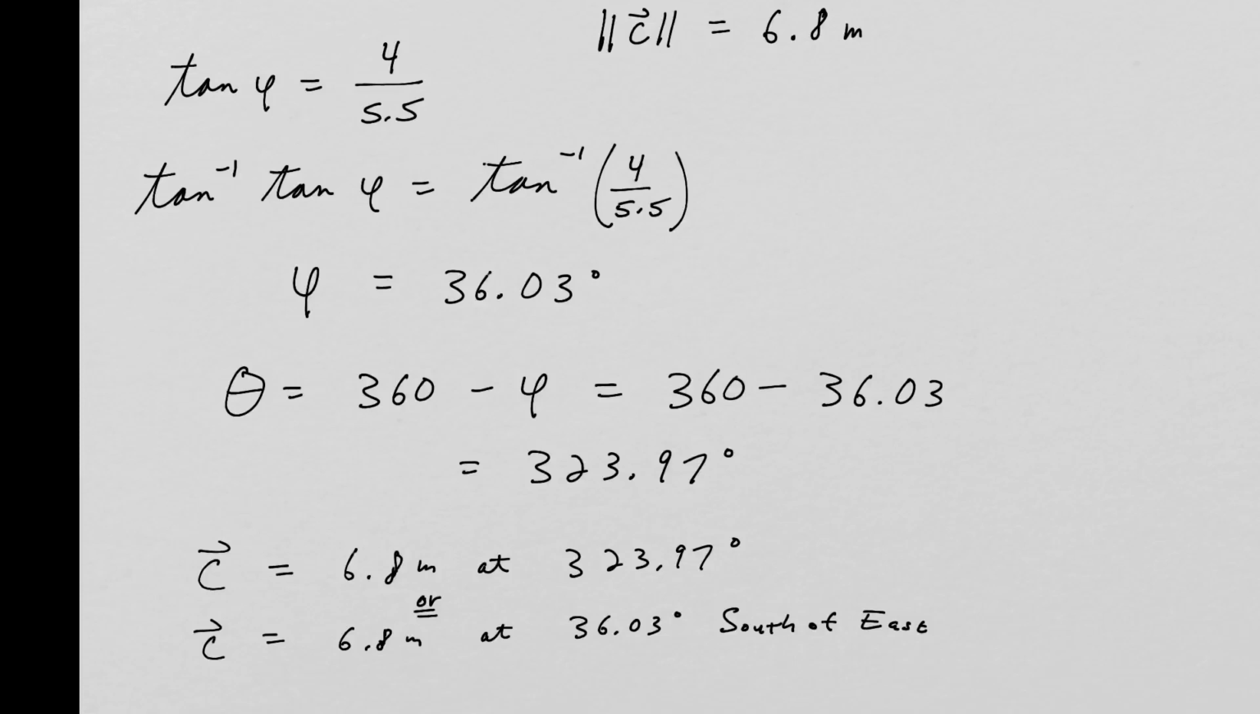Or you could even say negative 36.03 degrees, and that means you're measuring clockwise, right? So there's many, many different ways of giving the angle. As long as you have enough information to determine which quadrant the vector is ultimately in, then that'll be fine.